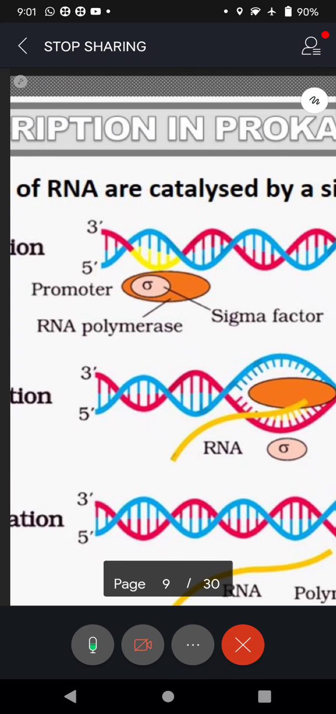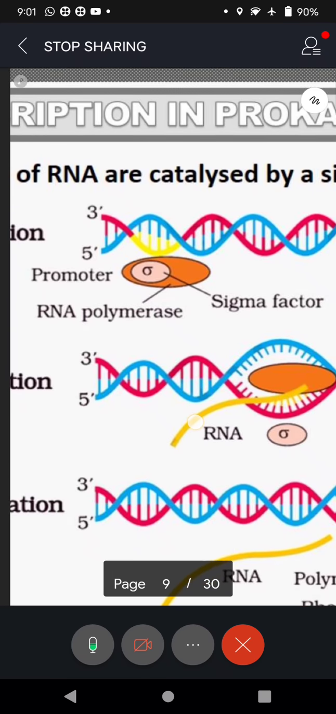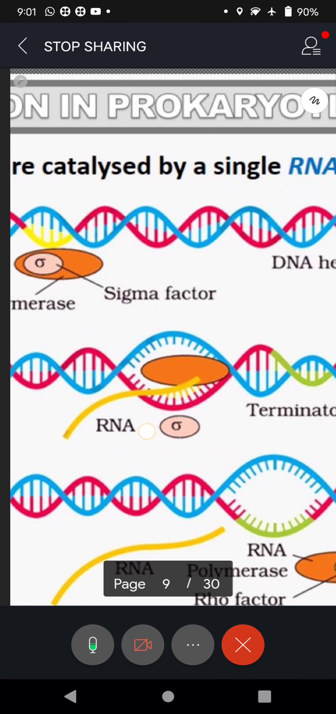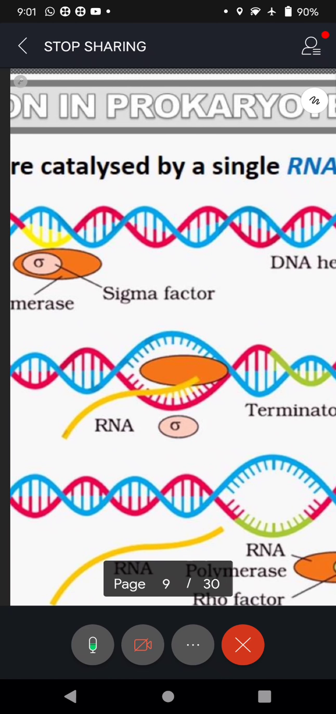breaking. At what place? In the promoter region. Is it clear? So once these two factors are there, the DNA in bacteria starts splitting. Then as the RNA polymerase and the sigma factor move, the chain gets elongated. Look at that. We said elongation of the chain. But look at that, sigma factor is a must.